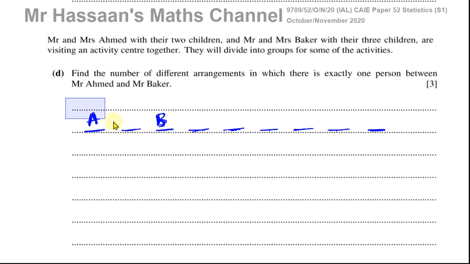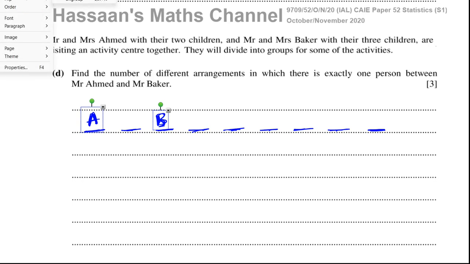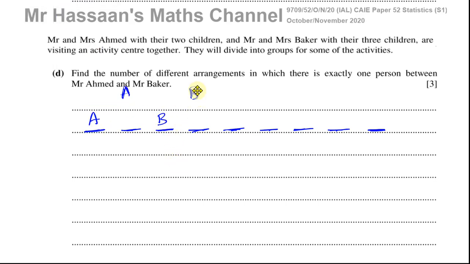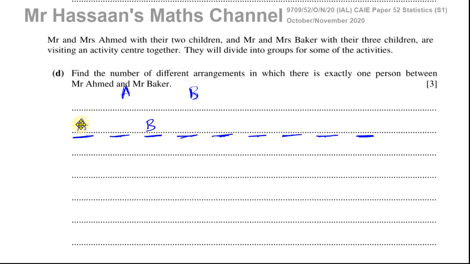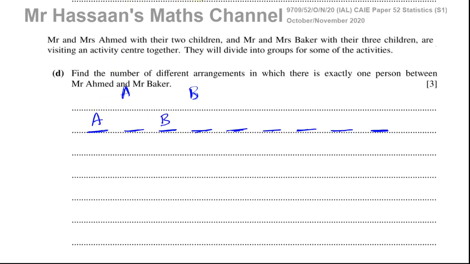So if I choose these two and I group them, just to give you a bit of a visual understanding. Okay, so these two now are grouped together. Get rid of this part. These two are now grouped together, right? So they're grouped together with somebody between them.